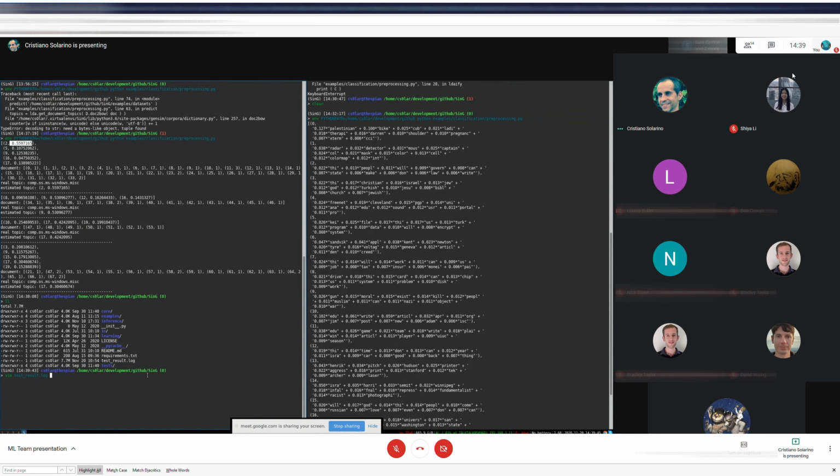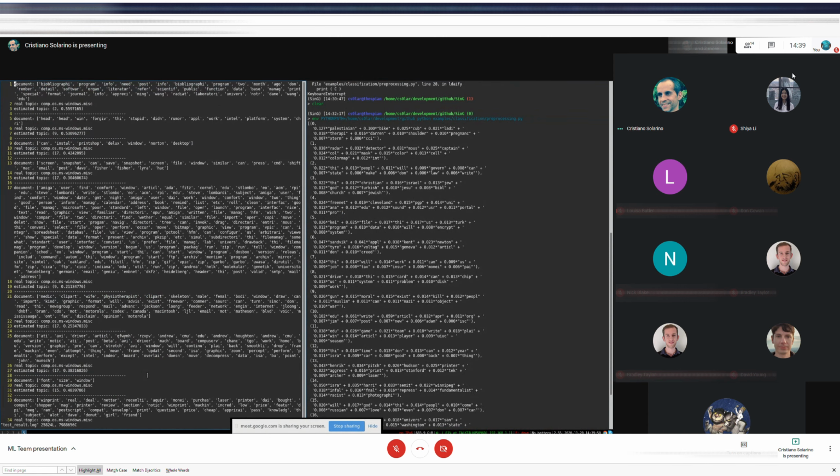Test response log. So this is the same, but just you can see the documents being the actual tokens that made up the document. So we can have a look at if this makes sense. So let's have a look at this one.